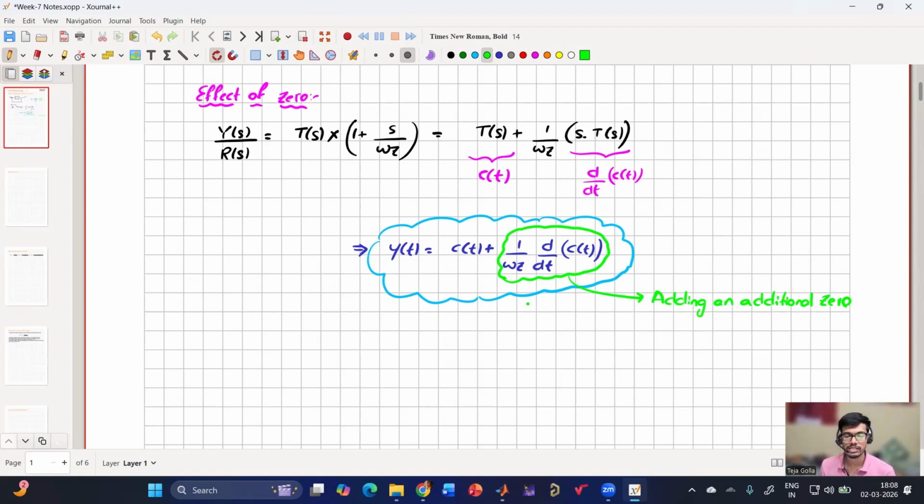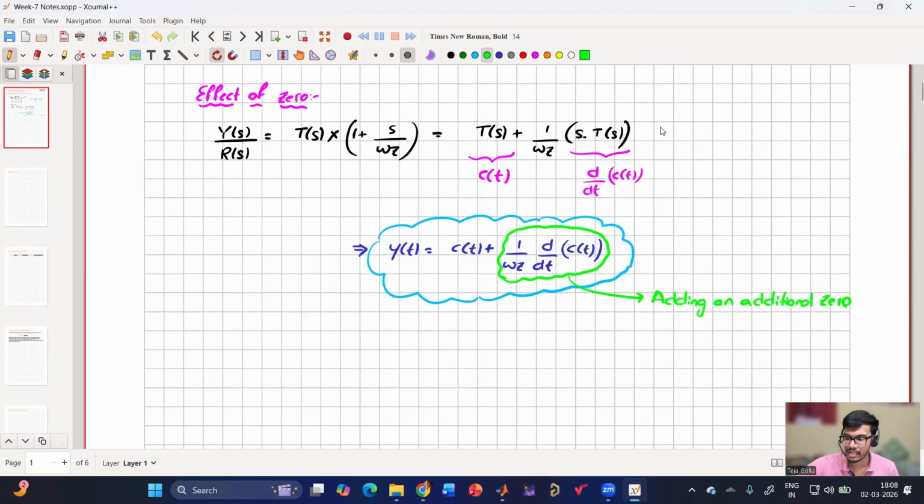So what does this represent? It has a derivative effect on c(t). It is like an extra term that is causing the derivative. So if my c(t) is changing in the step format, then this is adding something like an impulse. So this will try to speed up the response because it has a derivative effect.